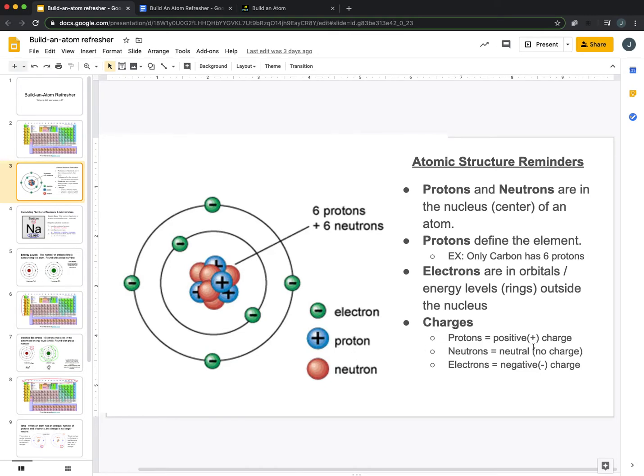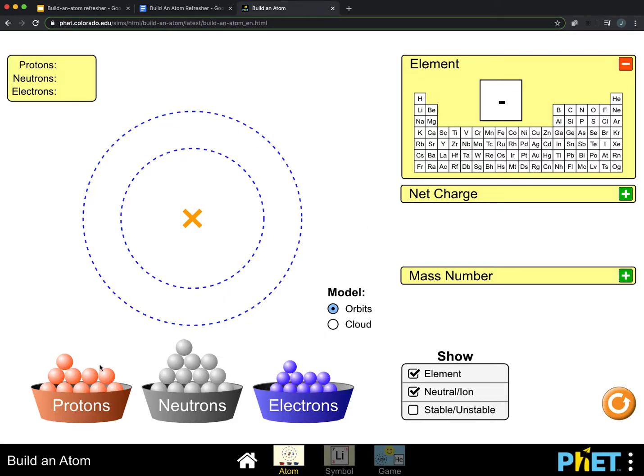Speaking of charges, just a quick refresher, remember that protons are positive, neutrons are neutral, they have no charge. So if you're adding neutrons, that's not going to change the charge of an element. If you're adding electrons, that is going to change it. If you're taking away electrons, that is going to change the charge of an atom. However, if you're adding protons, yeah, that might change the charge, but it's also going to change the atom itself. So if you go to that Build an Atom, and let's say I have helium here, right now this is a positive ion of helium because I have 2 positive charges and no negative charges.